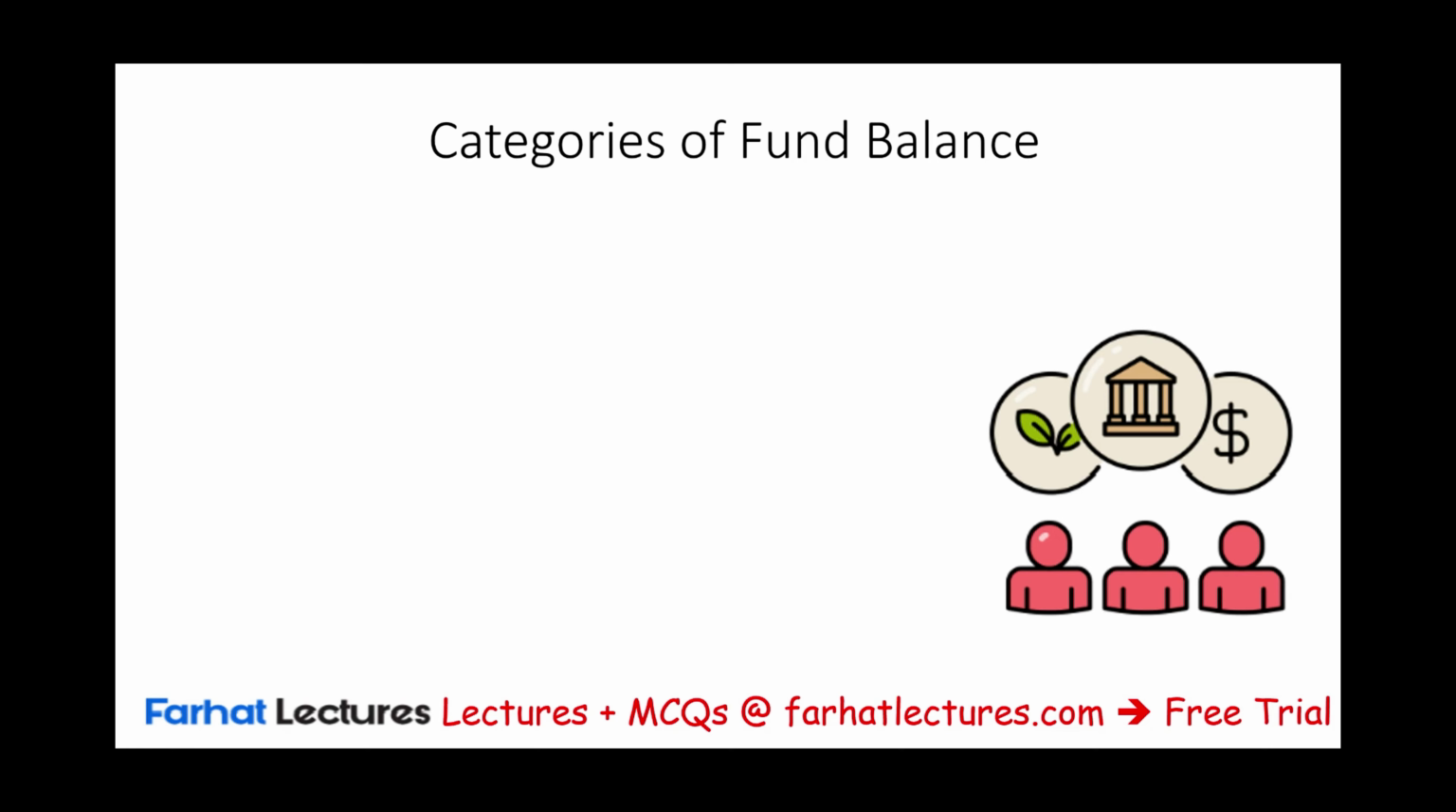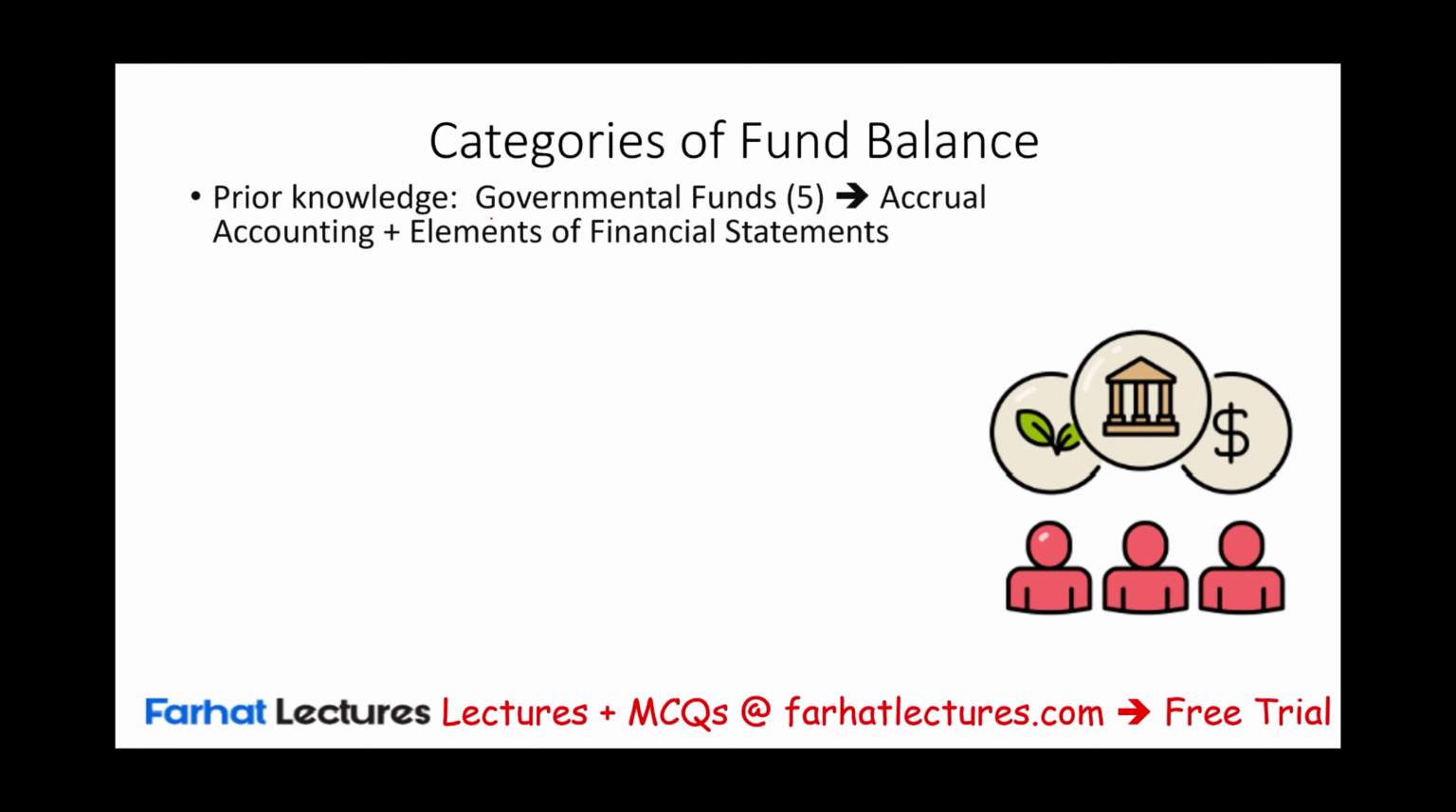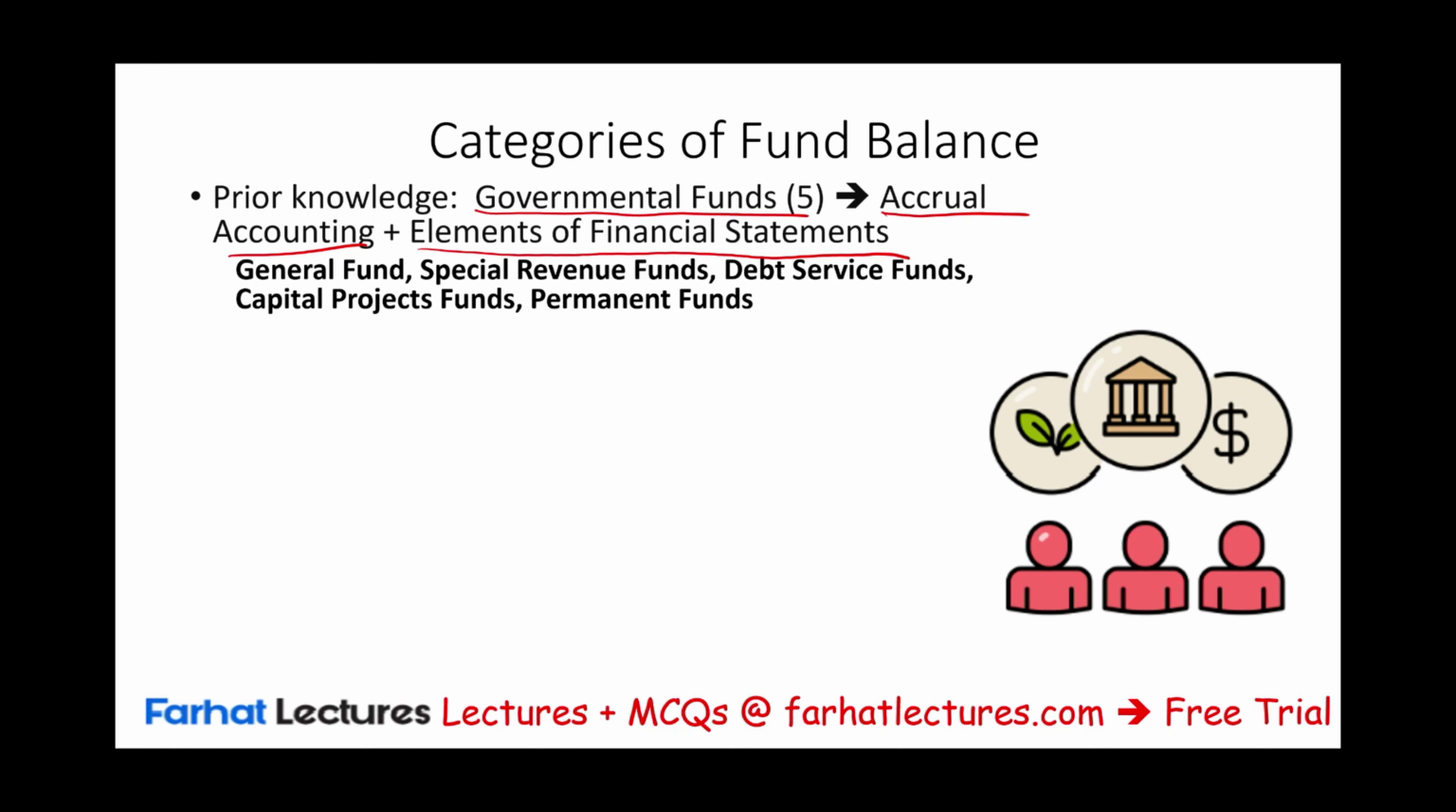In order to understand the categories for fund balance, you need to have a good understanding about governmental funds, the 5 governmental funds. What are they? Specifically the ones that use accrual accounting, which I'm going to list. And you need to be familiar with the elements of financial statements for the governmental funds. The governmental funds are as follows: the general fund, special revenue funds, debt service funds, capital projects funds, and permanent funds. In all these funds, they use accrual accounting.